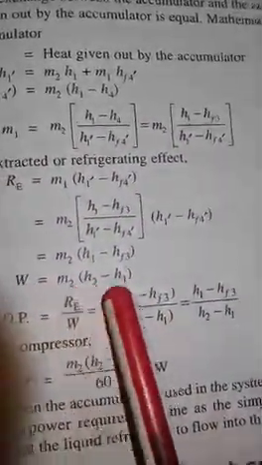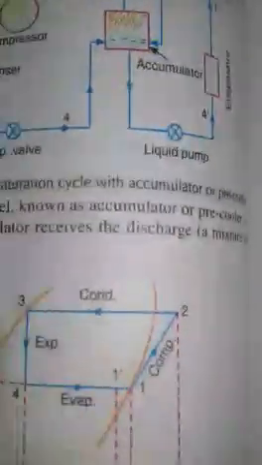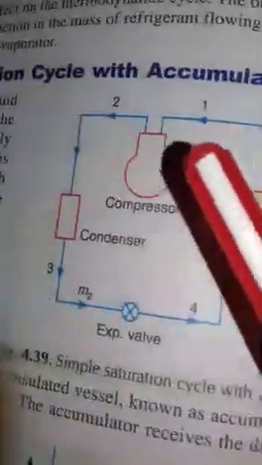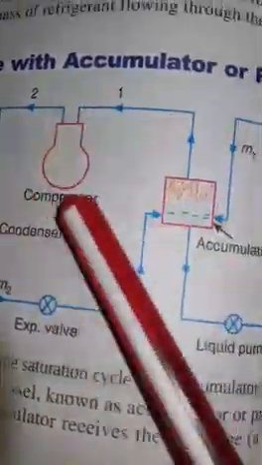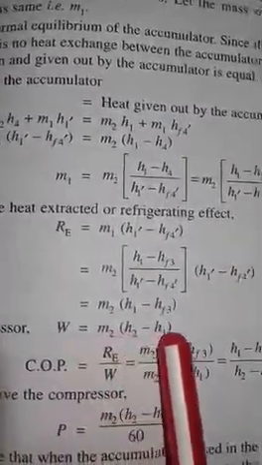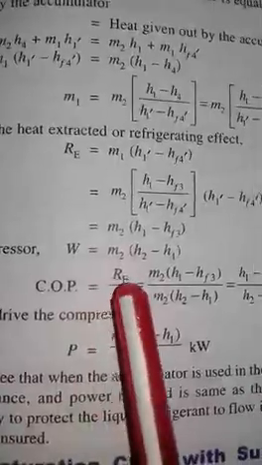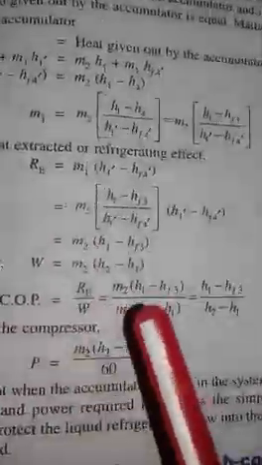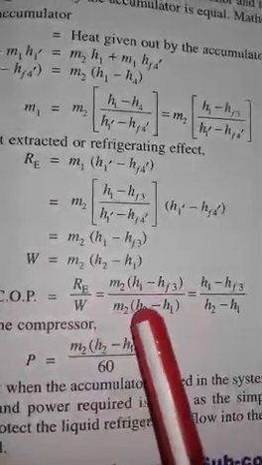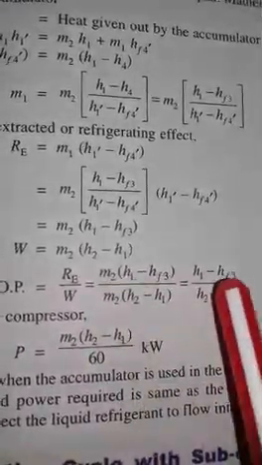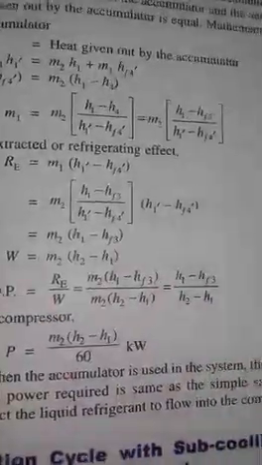Now the work: M2 into H2 minus H1 is the compressor work. M2 is the mass circulating inside the compressor circuit. And COP you know very well: cooling or refrigerating effect upon the work done. So we have M2 into H1 minus HF3 divided by M2 into H2 minus H1. M2 cancels, and what remains is H1 minus HF3 divided by H2 minus H1.